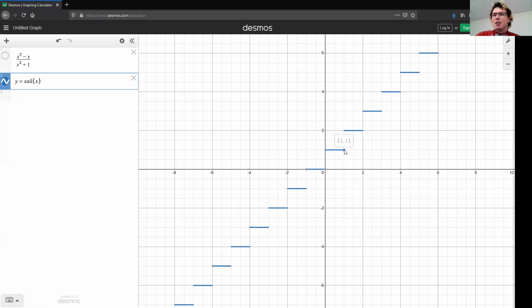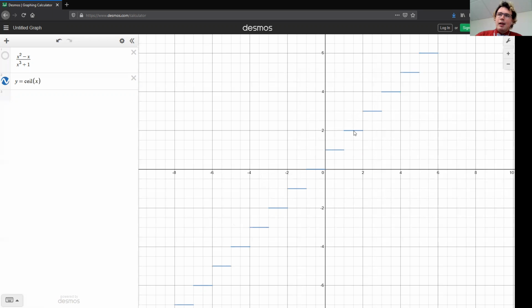X is already an integer. For x being 1.2, say, the ceiling function is going to be 2. For x equals 2, the ceiling function is going to be 2, and so on. So it just makes this nice staircase shape.